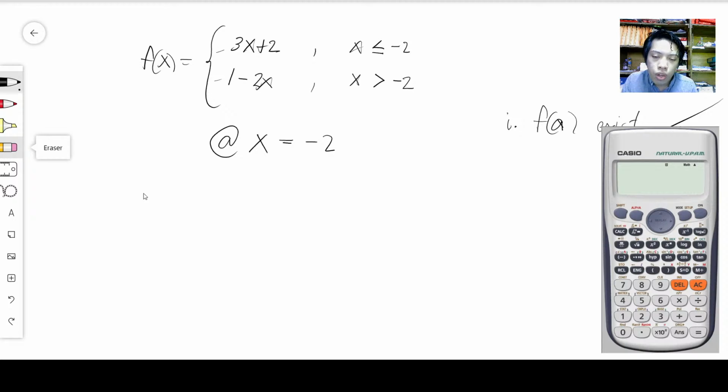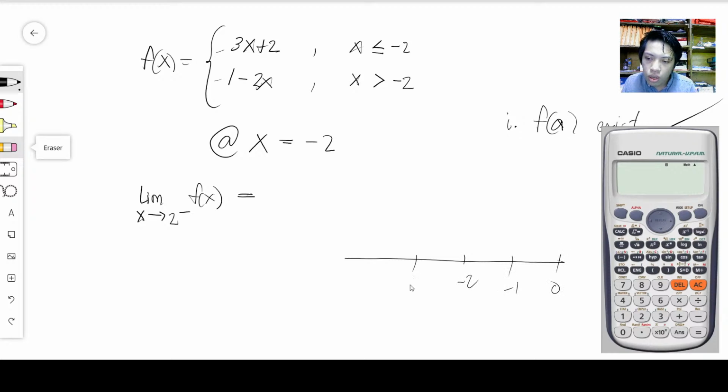So we have here the limit of f of x, this function, as x approaches negative 2 coming from the left. To the left of negative 2 means lower than negative 2, and that is negative 3, negative 4, negative 5, lower than negative 2. If you have a number line here, here is negative 2, here is negative 1, here is 0, here is negative 3, negative 4. So anything to the left is lower than negative 2.